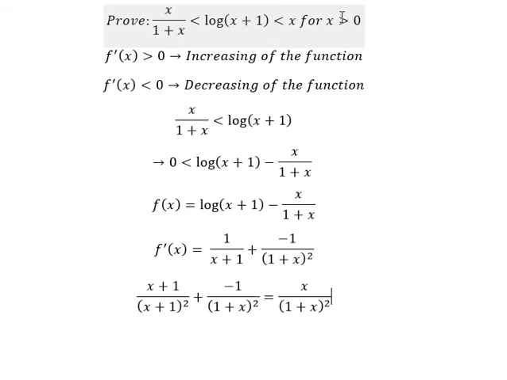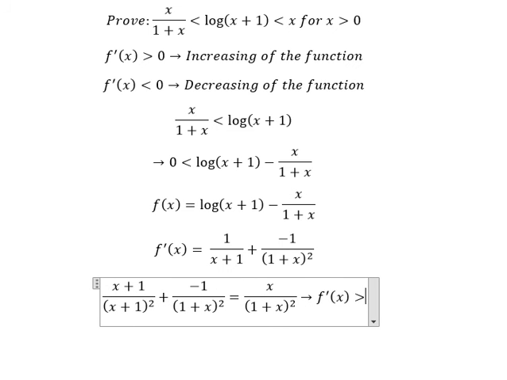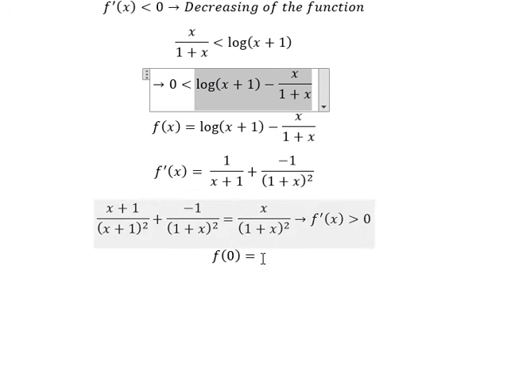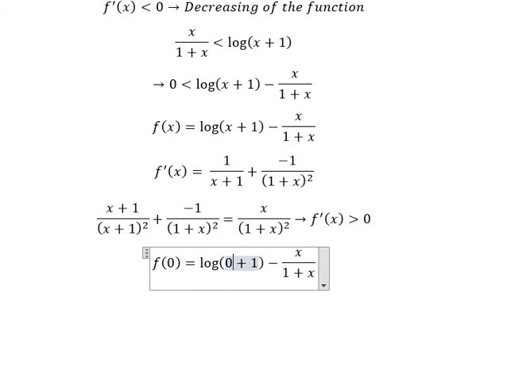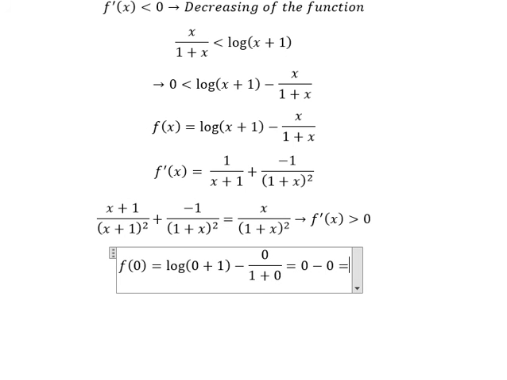Next, if we look carefully, x is greater than 0. In here, x should be positive. In the denominator we have the power 2, that is positive. So we can say that the first derivative of the function f of x is greater than 0. Now we have the next one, f of 0. It means we put x equal to 0 in here. As you can see, log of number 1 is 0. This one is 0. So you got 0 in here.